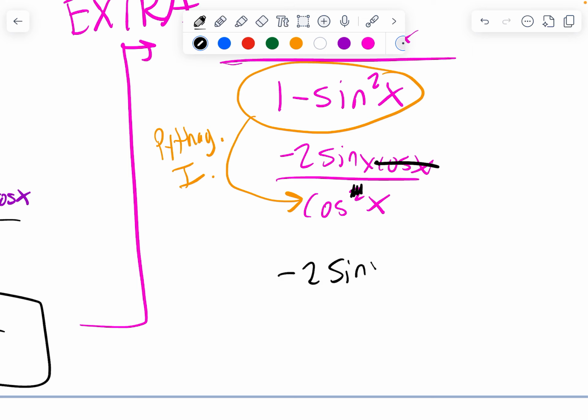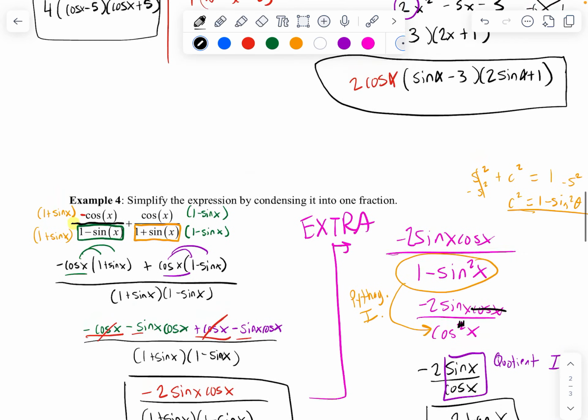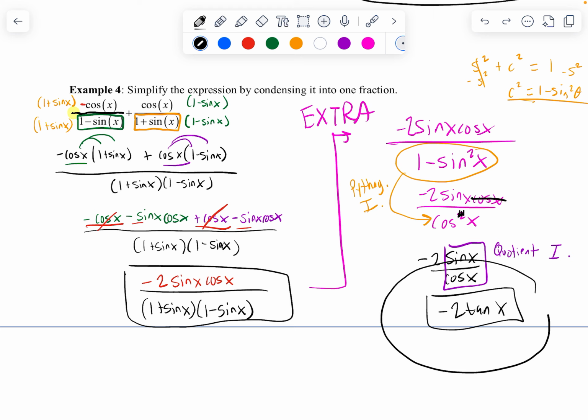Well, fun fact, that is your quotient identity. That is also known as tangent. Right? So yes, again, you can end here for algebra. That is simplified, but using Pythagorean identities, quotient identities, trig identities in general, you can simplify it. Right? So just as a heads up, both are totally possible, but there you absolutely go. That is everything trig algebra as well as fundamental identities. Thanks for watching.